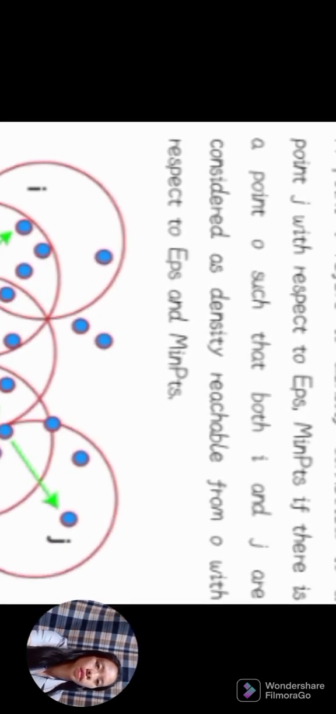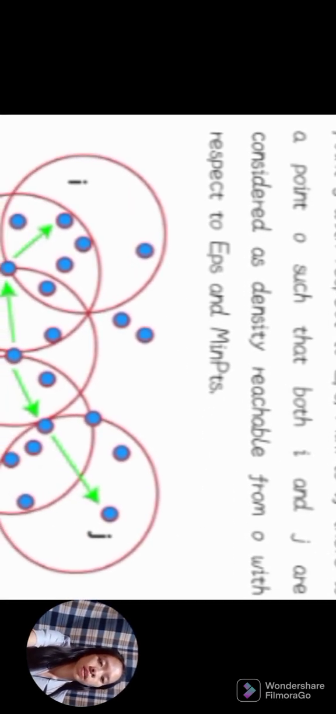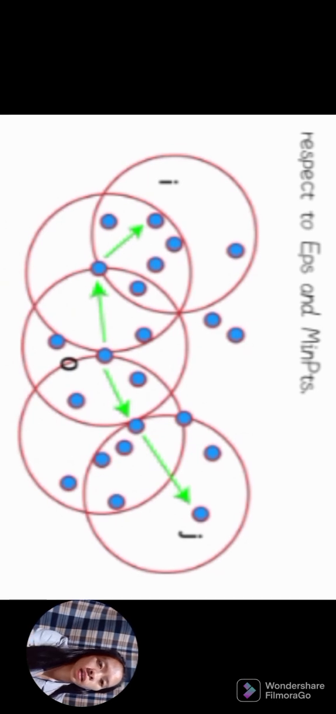Density connected. A point i is density connected to a point j with respect to Eps and MinPts if there is a point o such that both i and j are density reachable from o with respect to Eps and MinPts. For example, like this.